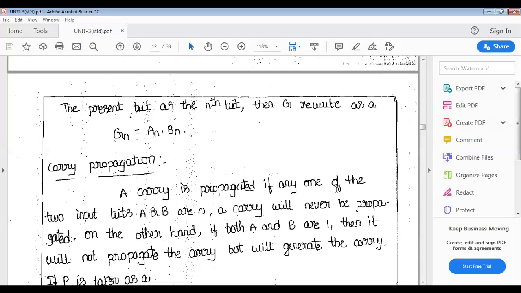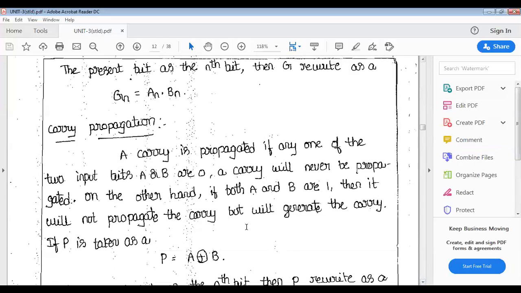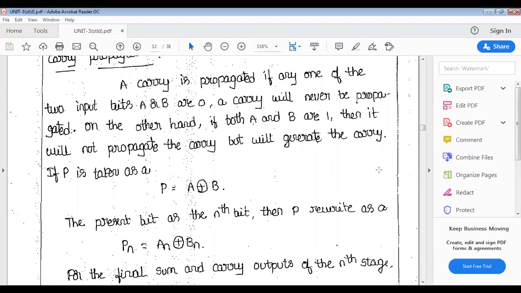If P is taken, P is equal to A exclusive OR of B. So when both the inputs are 1, the carry is generated, not propagated. The present bit is the nth bit, so P is rewritten as Pn is equal to An exclusive OR of Bn.